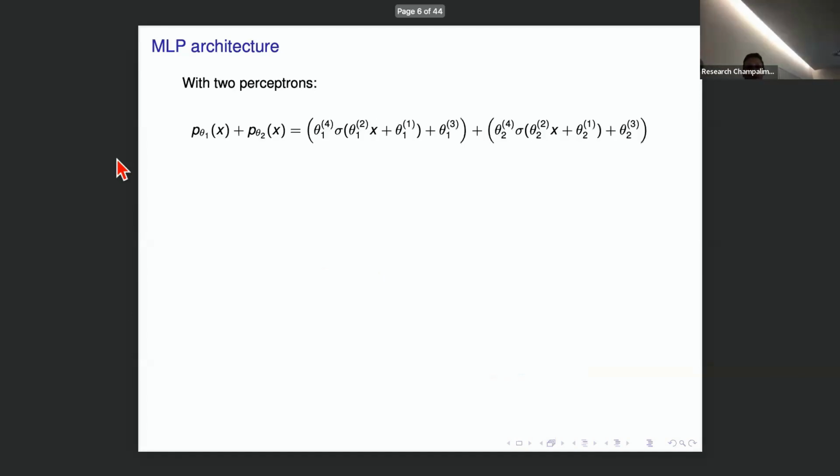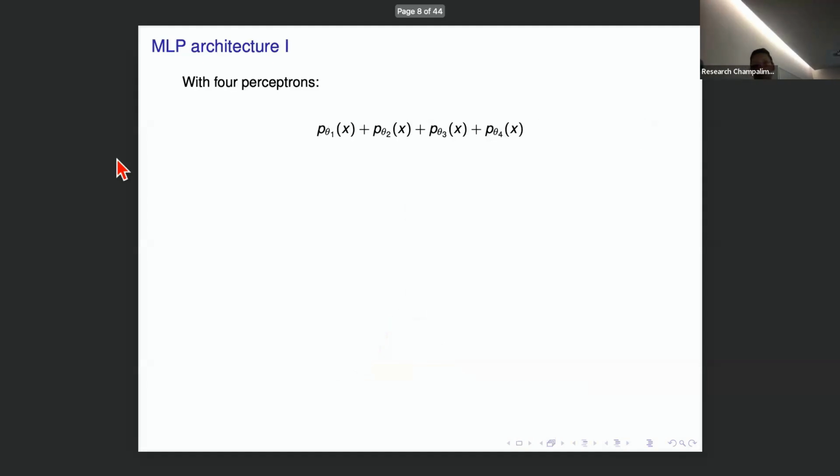But if you add two perceptrons like that, now you have a lot more parameters to play with, and you can adjust the parameters so that you can get a function with one maximum. Or a function with a minimum, you can also do that, by just multiplying this one by -1. But with just two perceptrons, you cannot make a function with two maxima. But if you use 4 perceptrons, you can.